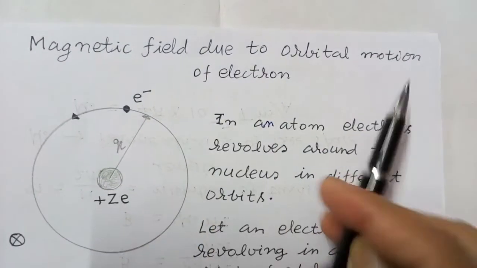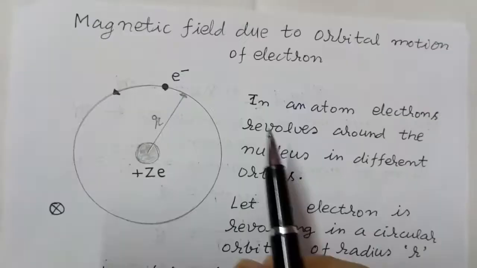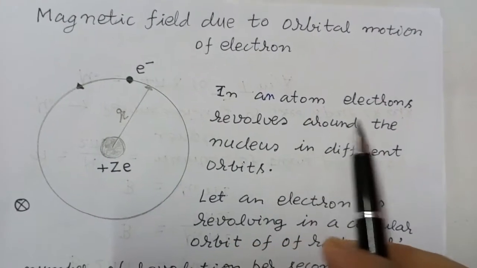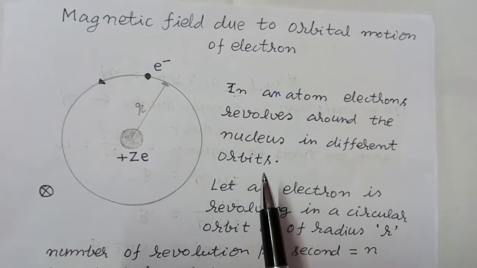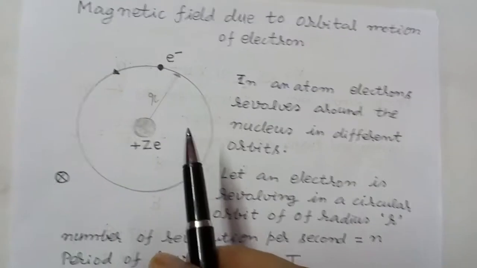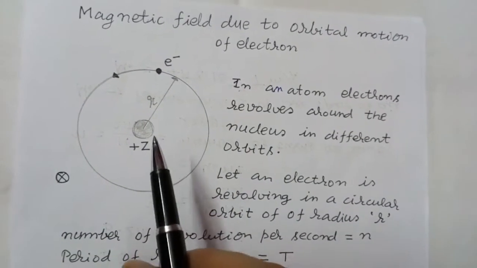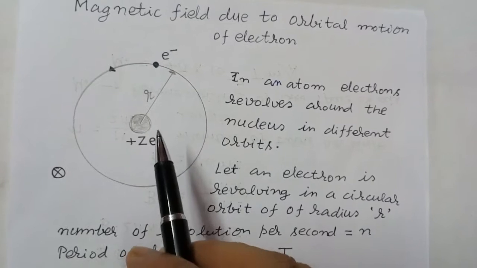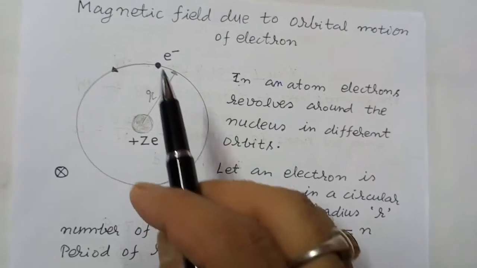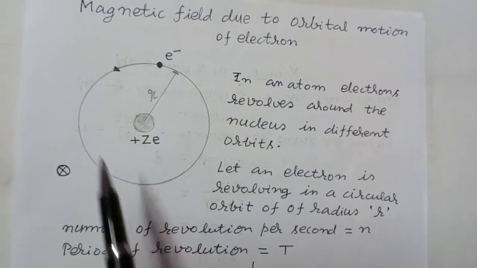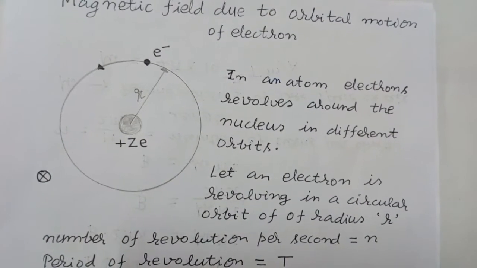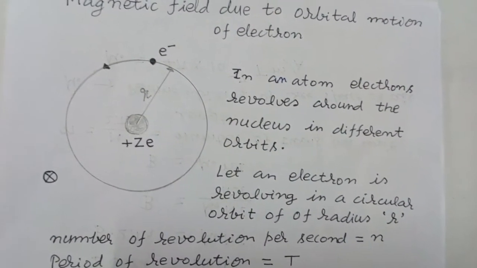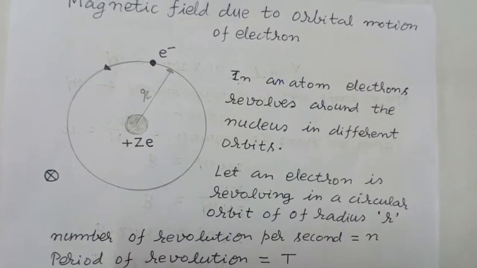Magnetic field due to orbital motion of electron. We know that in an atom electrons revolve around the nucleus in different orbits. हमें पता है कि किसी भी एटम में इलेक्ट्रॉन न्यूक्लियस के चारों ओर, न्यूक्लियस के अराउंड डिफरेंट ऑर्बिट्स में रिवॉल्व करते हैं. Suppose this is the diagram of an atom whose atomic number is Z.